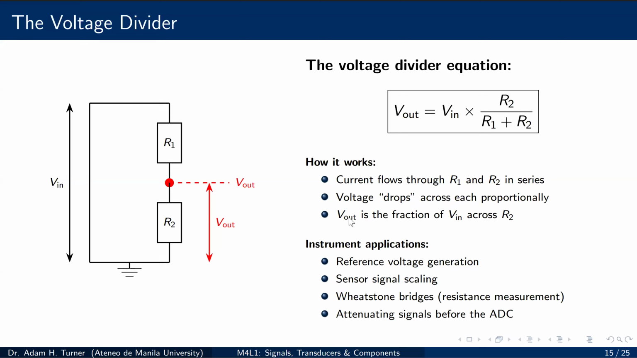So think about what this means. If R2 is much larger than R1, most of the input voltage appears at the output. If R2 is much smaller, almost none does. You're choosing the fraction of the input voltage you want. In instruments, voltage dividers generate reference voltages, scale signals to fit the ADC input range, and form the basis of Wheatstone bridges used for precise resistance measurements, which we'll be looking at in a worked example.